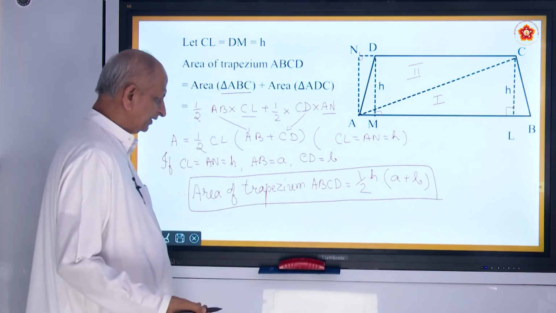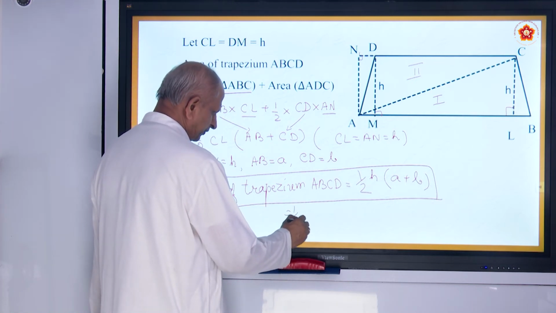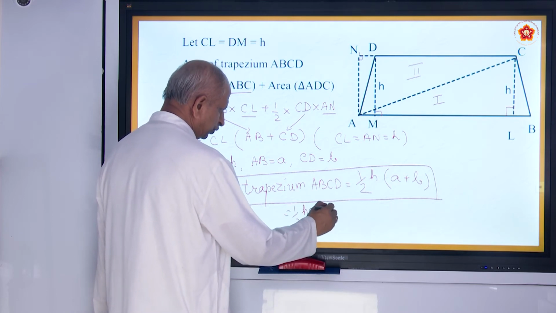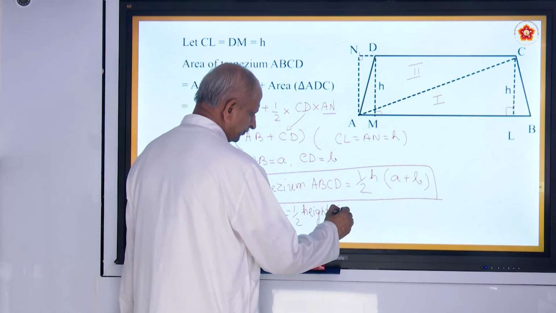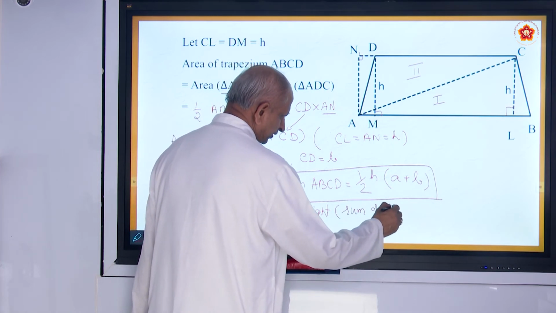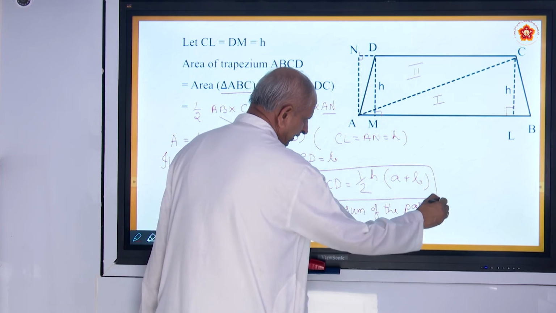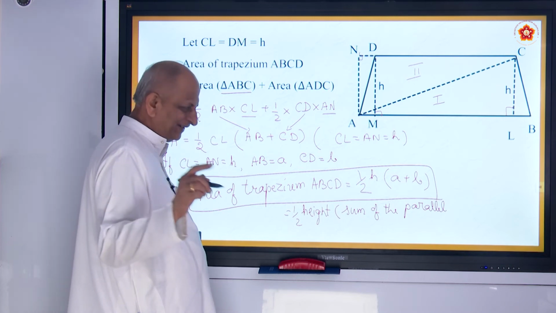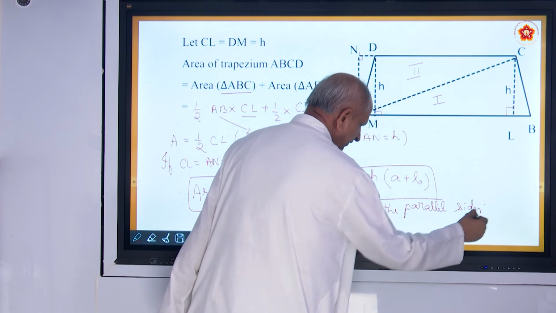And you can write in words also. What is the word you can write? Half of, what is H? Height, or you can also call it as altitude, both are same, into sum of the parallel sides. And in this figure, what are the parallel sides? AB and CD, correct? So sum of the parallel sides, AB and CD.